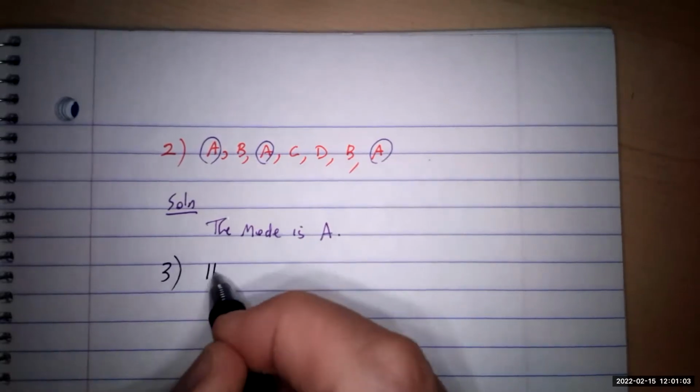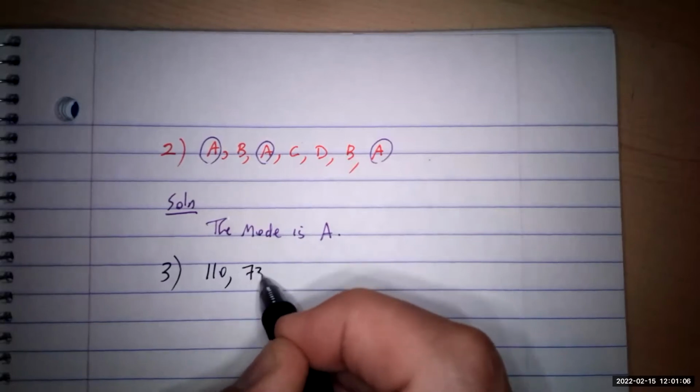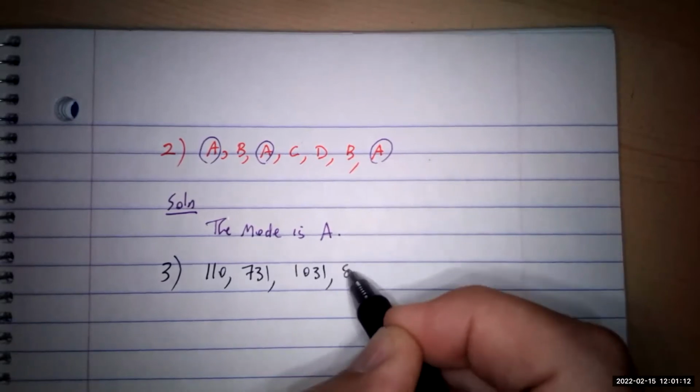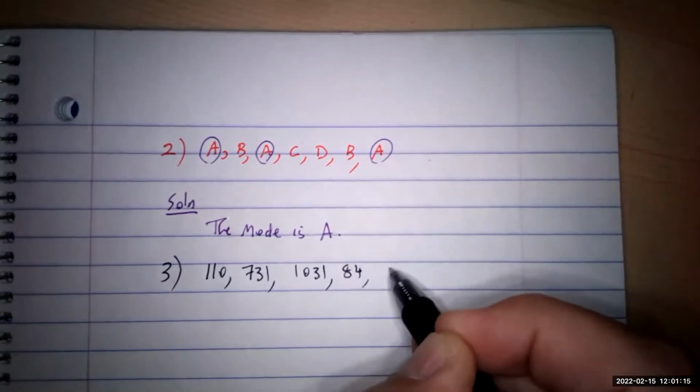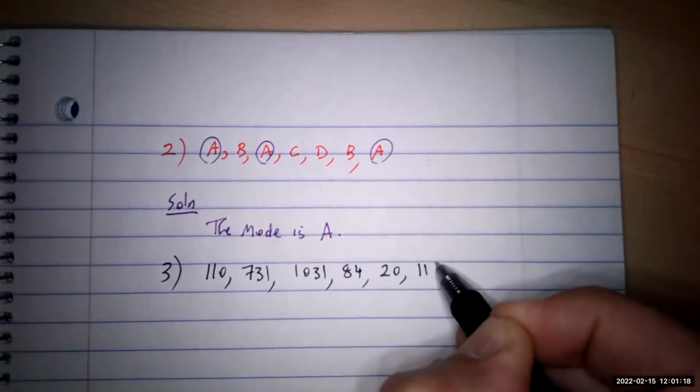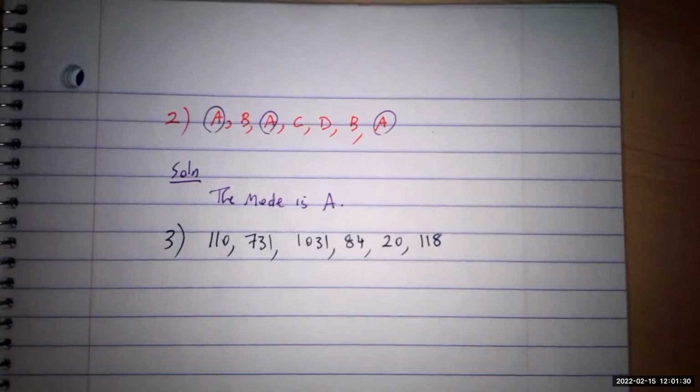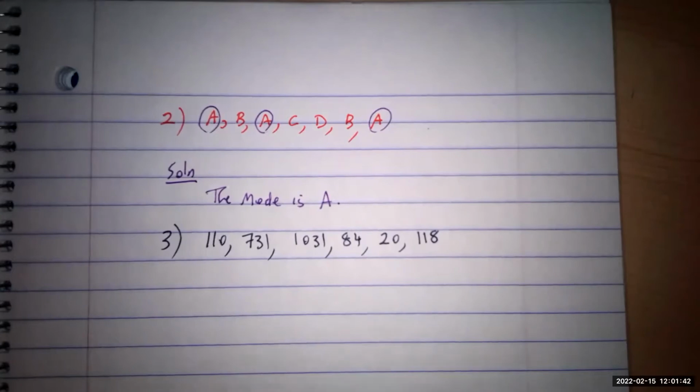The next one is this one: 110, 731, 731, 1031, 84, 84, 20, and 180. That's the next one. Any suggestion for the mode? There is no repetition. All of them are repeated once only. So this means that there is no mode.